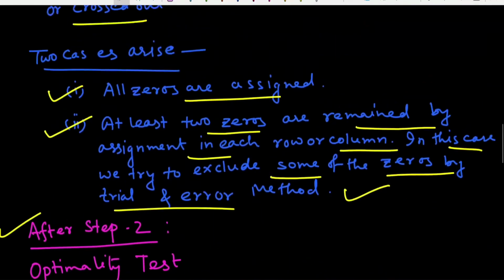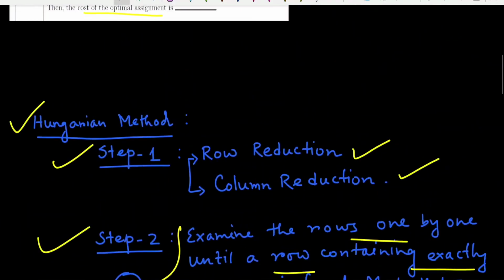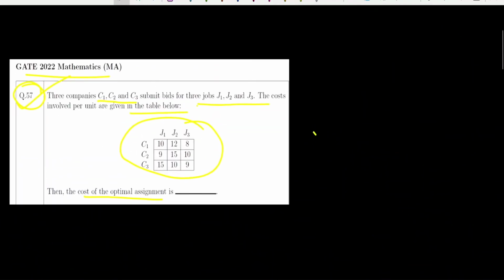So now we go to the problem. In our problem, the cost matrix is, I write the cost matrix here: 10, 12, 8 and 9, 15, 10, 15, 10 and 9.